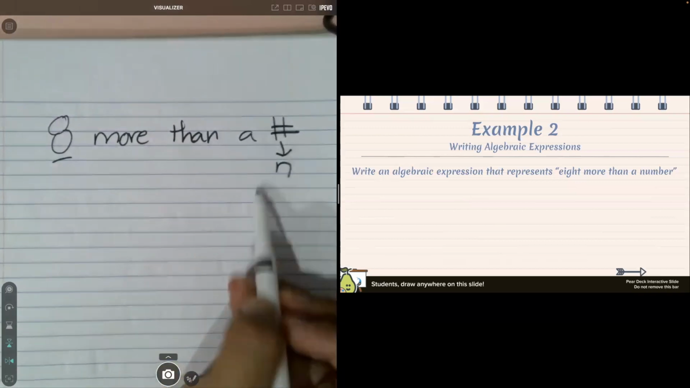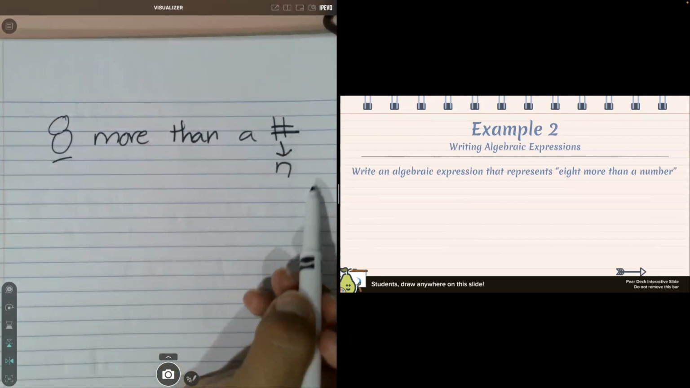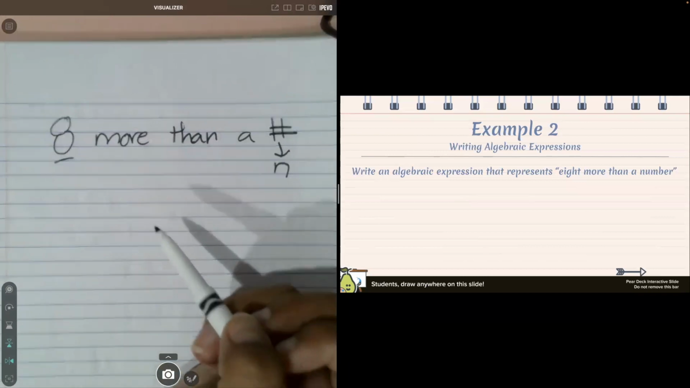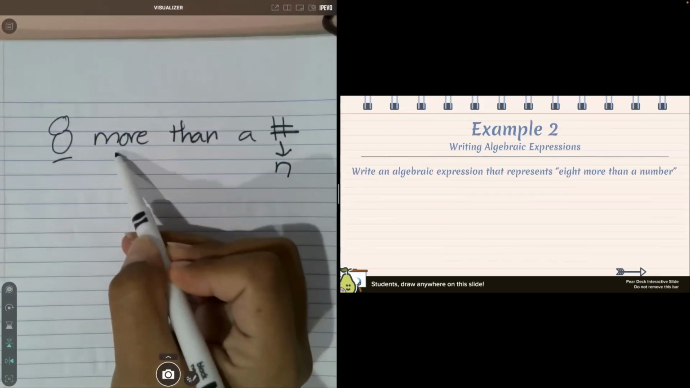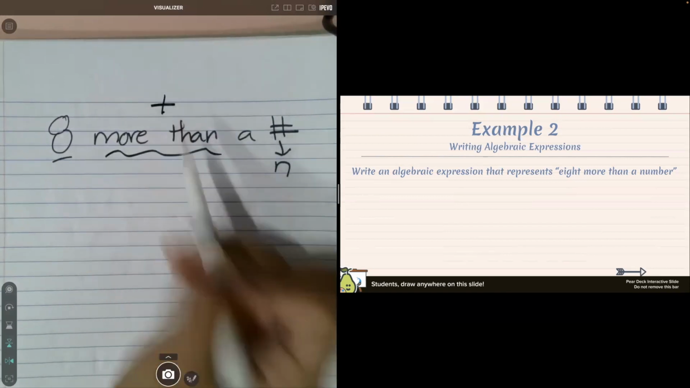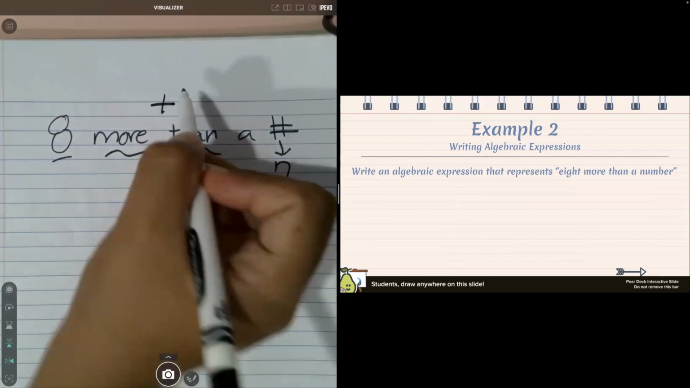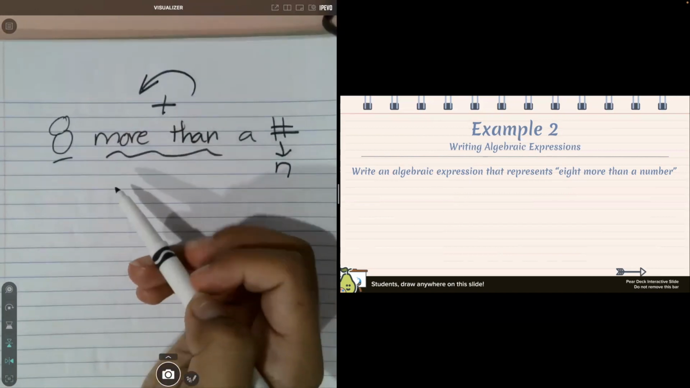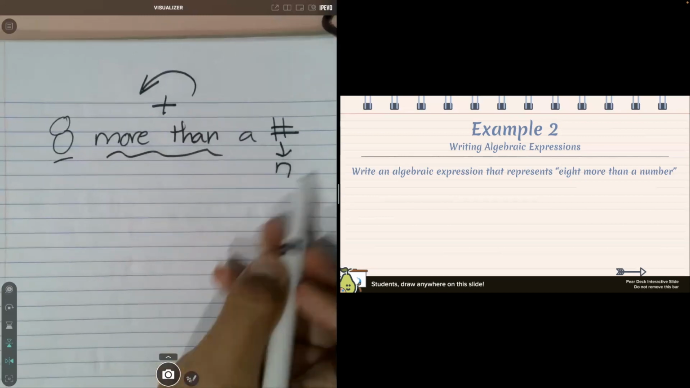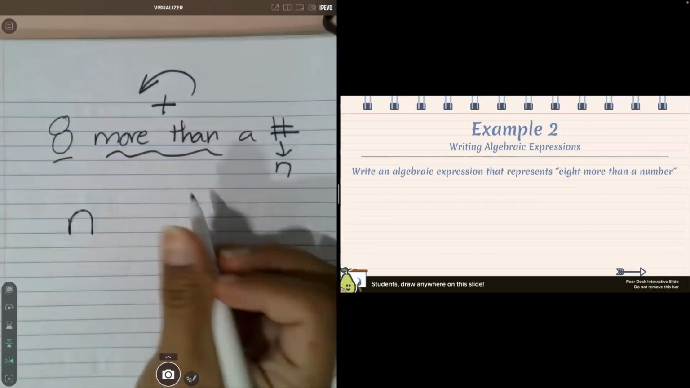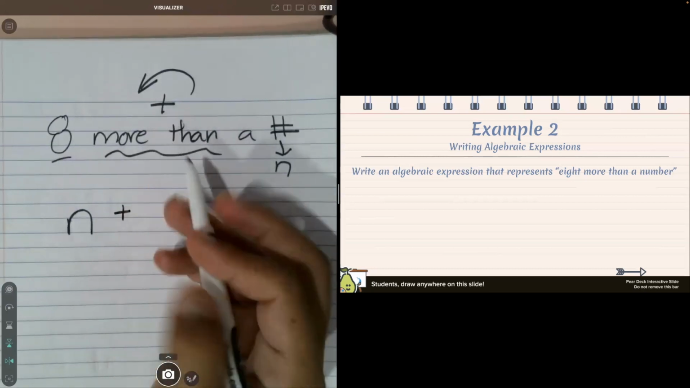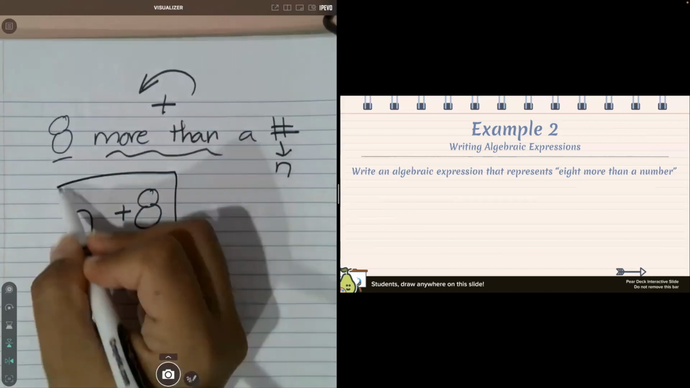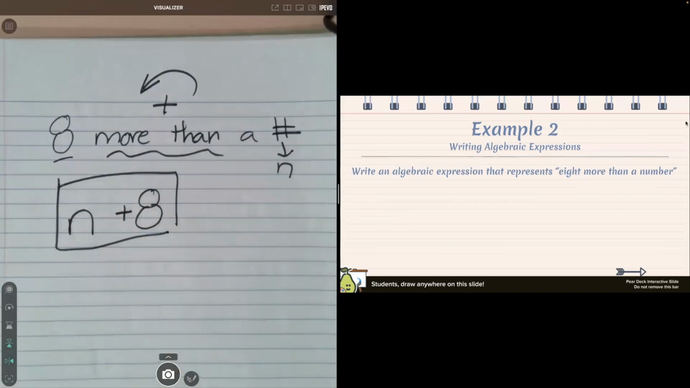So this is my variable, right? It's standing in for, I don't know what number they're asking me to find 8 more than, so I'm going to use n to represent that. And more than, this part signals addition, but it's also a turnaround phrase, right? It's a turnaround phrase of addition. That means I'm going to start with what's at the end, so n, and I'm going to add 8 to it. So this is the expression 8 more than a number.